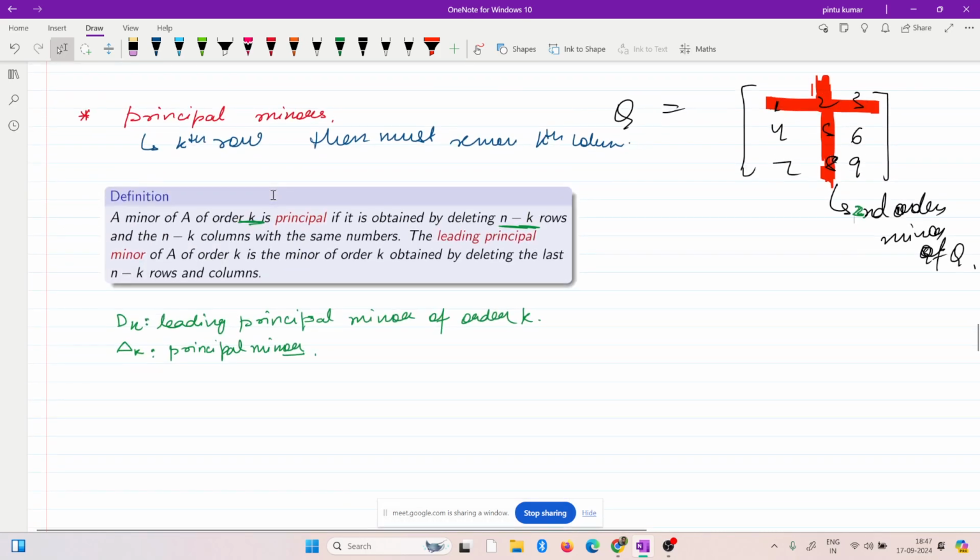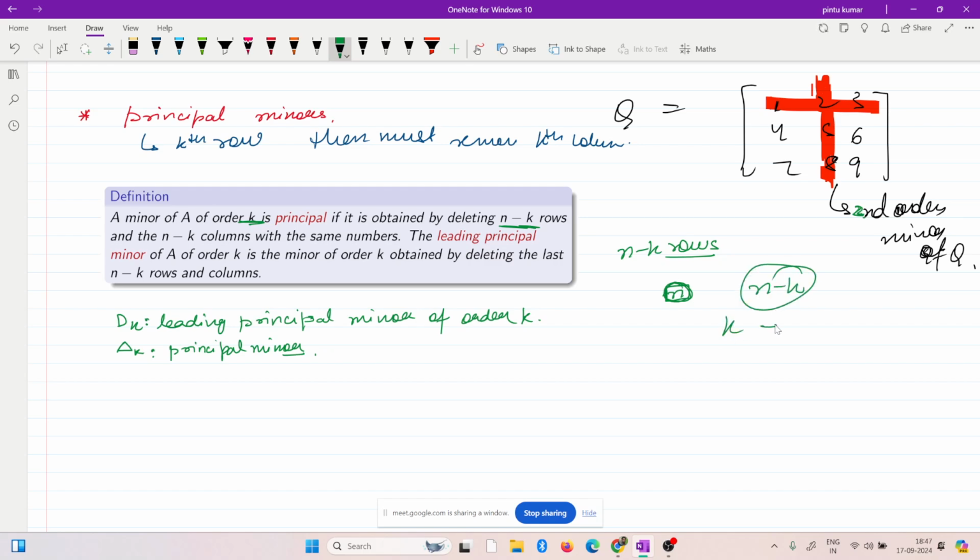So you can just look at the size of the minor that is left. That is the same as your order. If you carefully look at this definition, what it is saying is that you delete n minus k rows, right? So how many rows are left in total? Let's say there are total n rows, and you delete n minus k of them. Then you have k rows and k columns left, right? So the size of the minor that you get is your order.